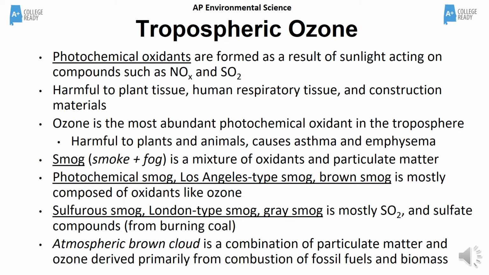The atmospheric brown cloud is a combination of particulate matter and ozone derived primarily from combustion of fossil fuels and biomass. The cloud is currently drifting over the Pacific Ocean from Asia towards the western United States.